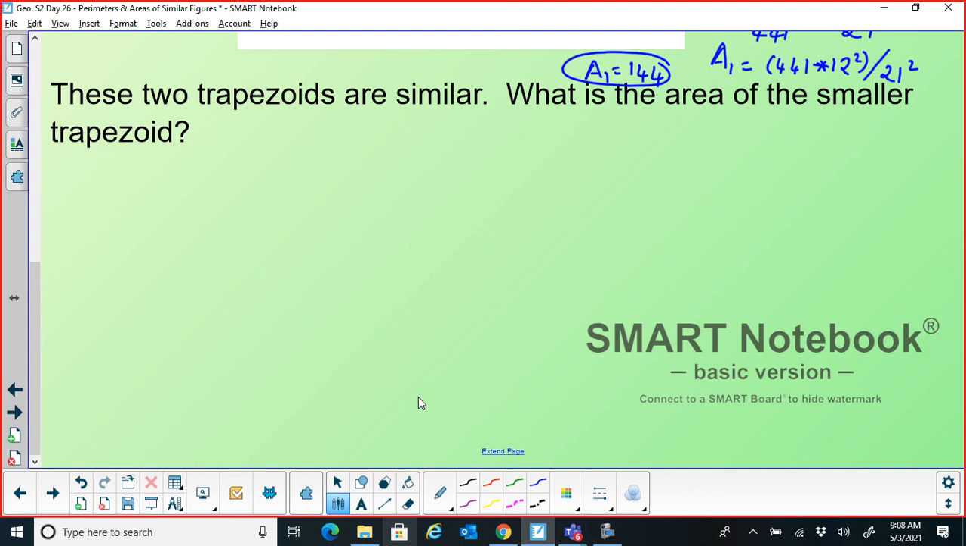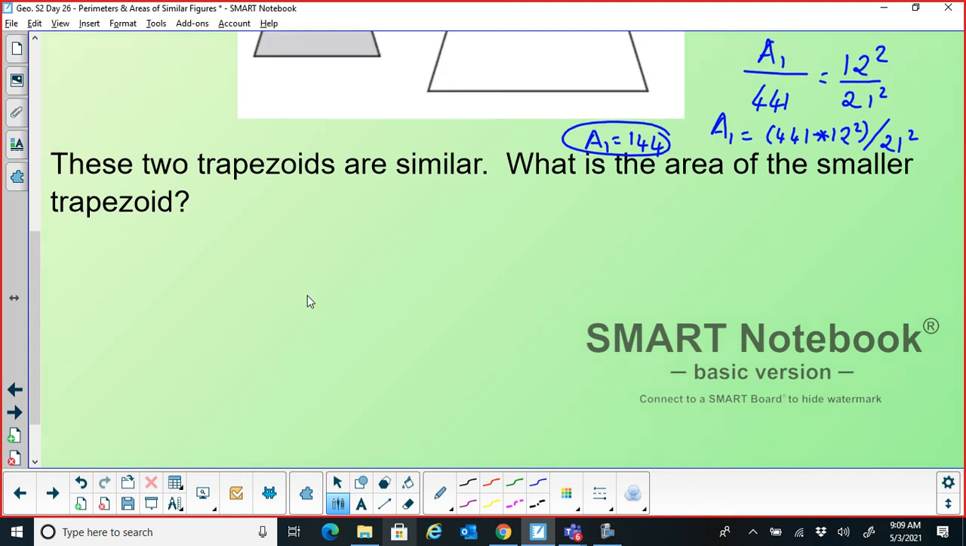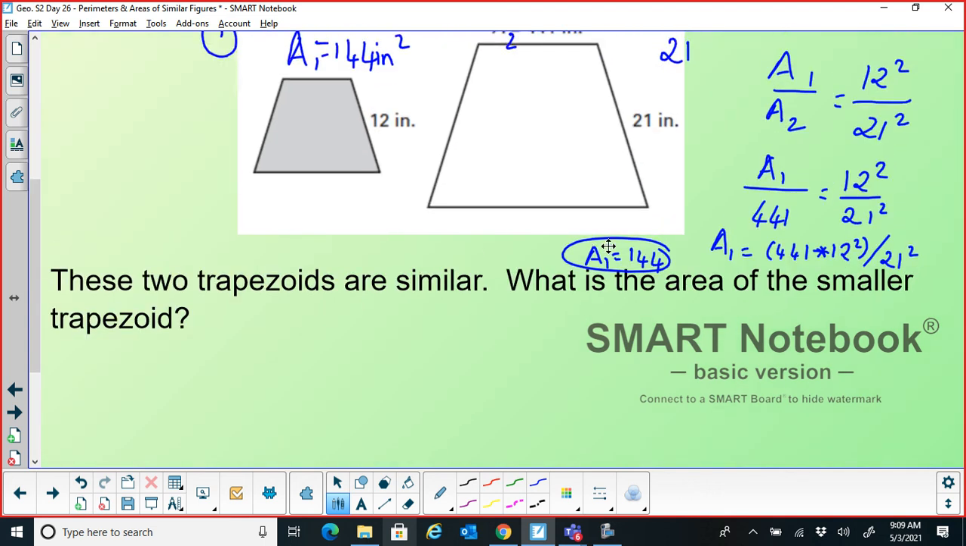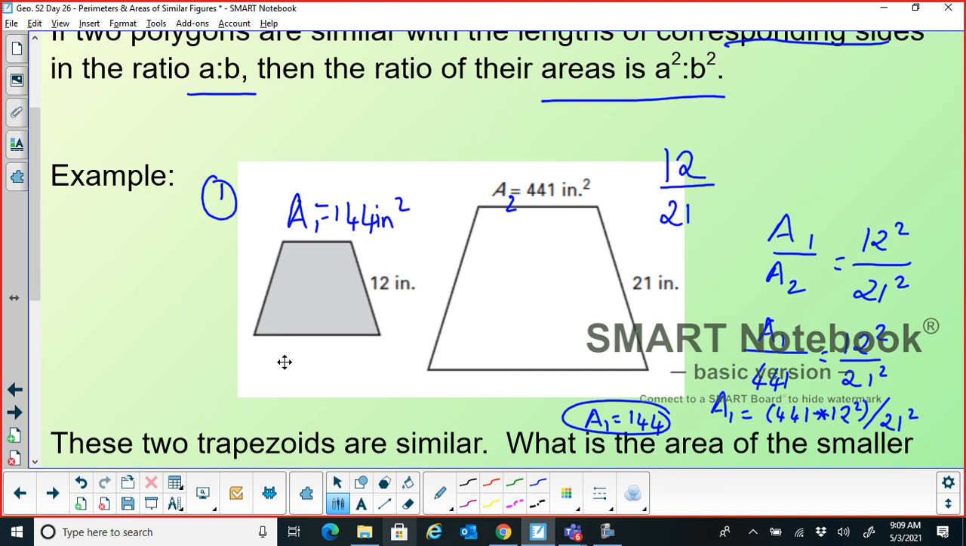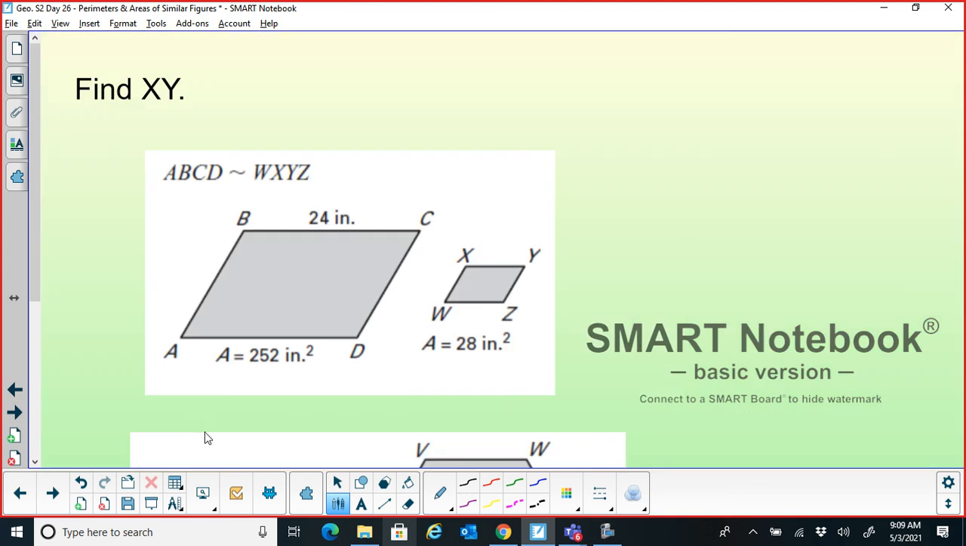So these two are trapezoids. What is the area of the smaller trapezoid? We found it to be 144. I hope these kinds of problems are clear to you. Let's see the next slide.